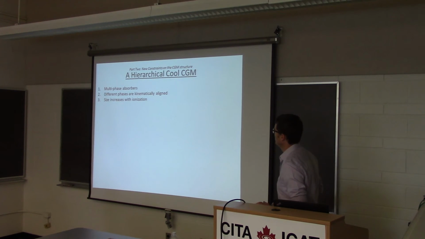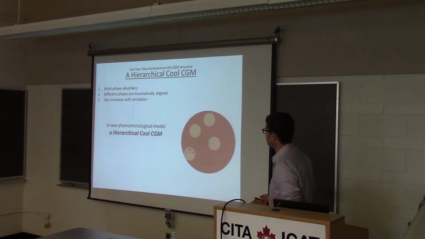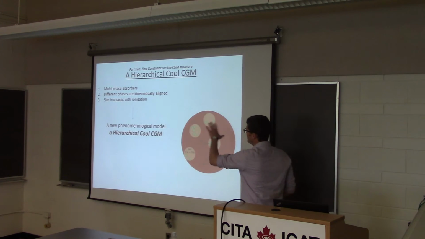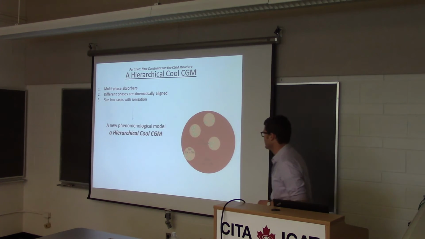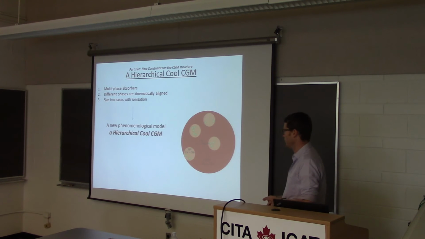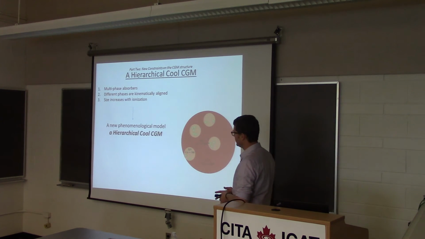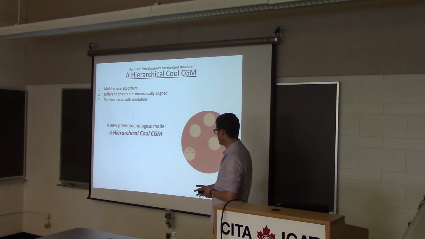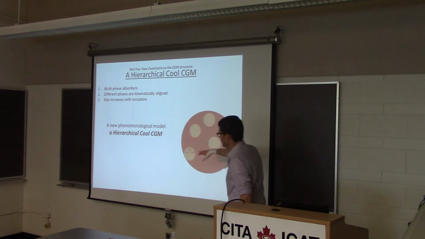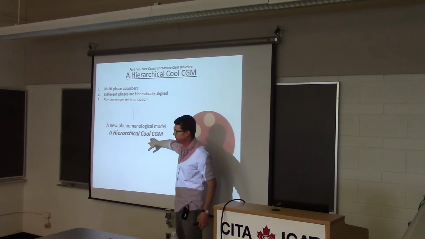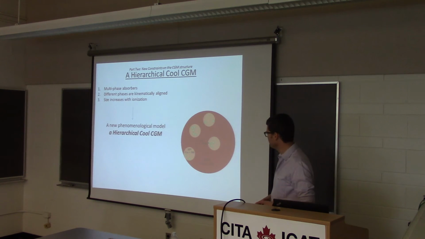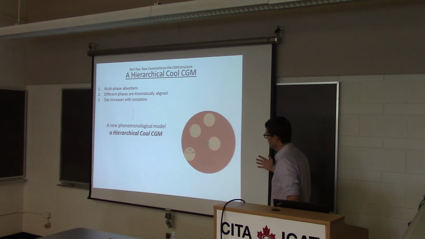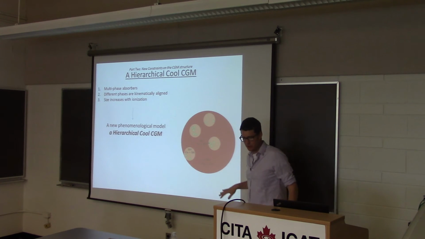Okay, so let me continue. We have these 3 clues for how the CGM behaves, and we built a new phenomenological model for the CGM. It's called a hierarchical cool CGM. It's cool because, again, we're assuming that all the gas is photoionized. It's all roughly 10^4 K, photoionized by the UV background. And this is a single cloud in this model.